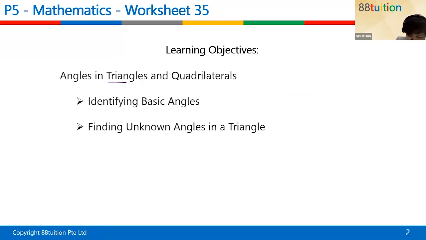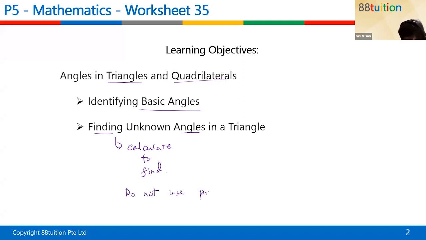Today we are going to learn angles in the triangle and angles in quadrilaterals, identifying the basics, and finding out the angles in the triangle. Now, finding angles means you need to calculate. Why do I say calculate? It means to find, all right? So that means calculator can be used, no problem. Do not measure. Do not use a protractor. Why? Because they are not drawn to scale. Even if you measure, you will get an inaccurate answer, so do not do that.